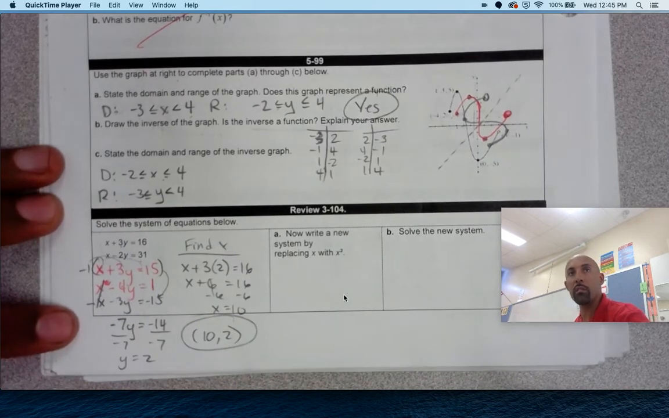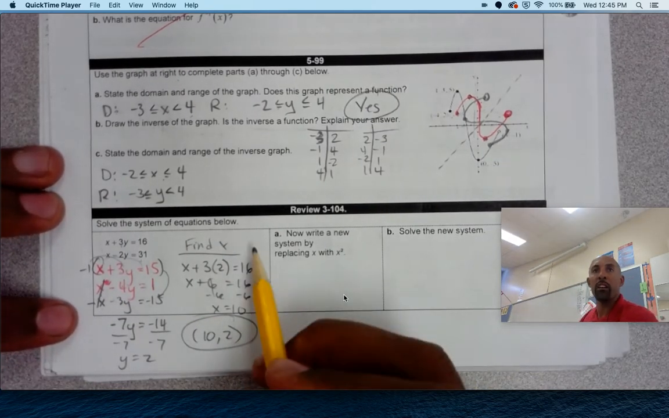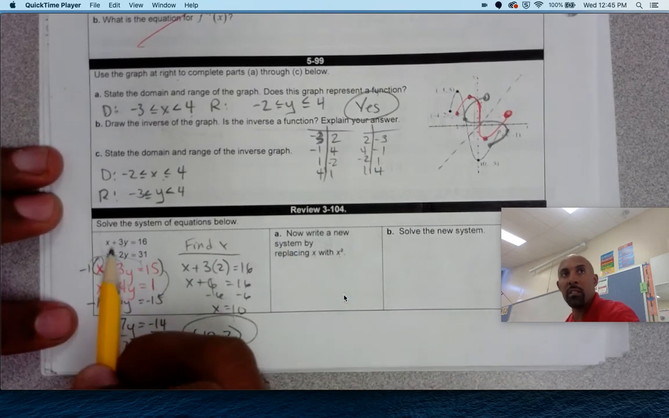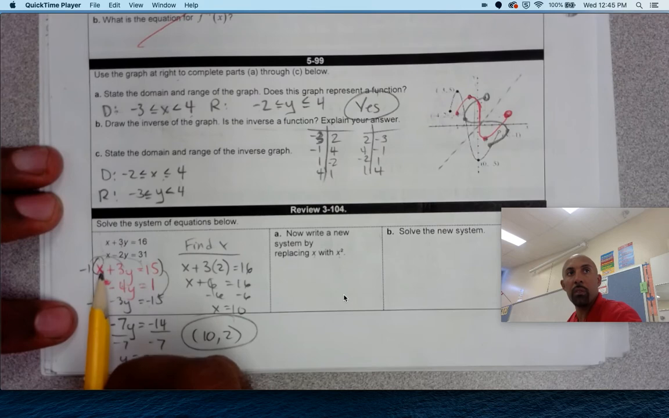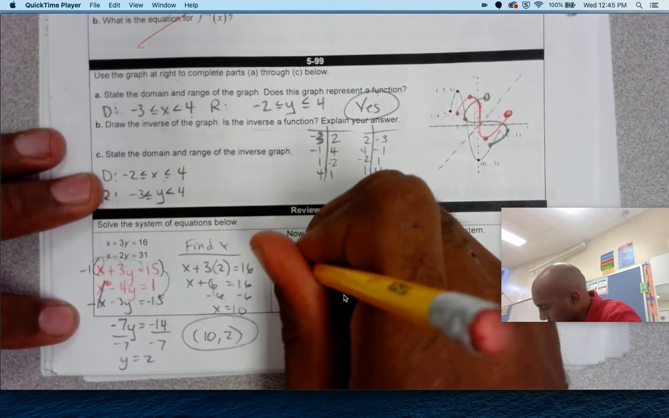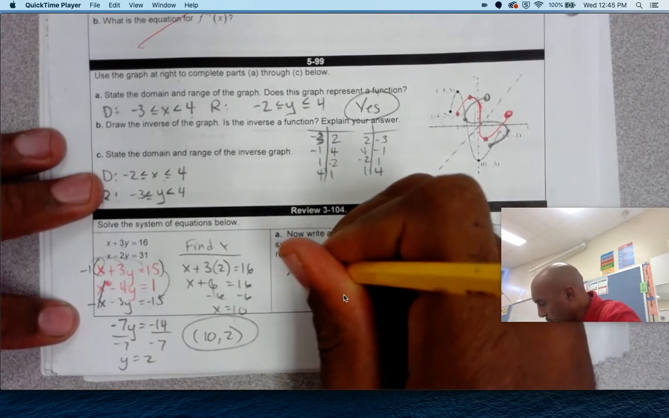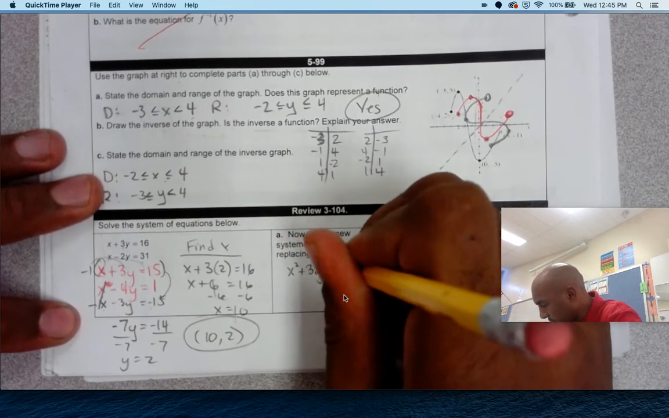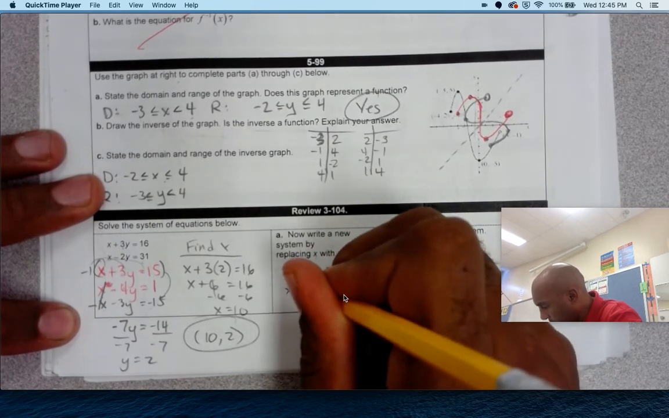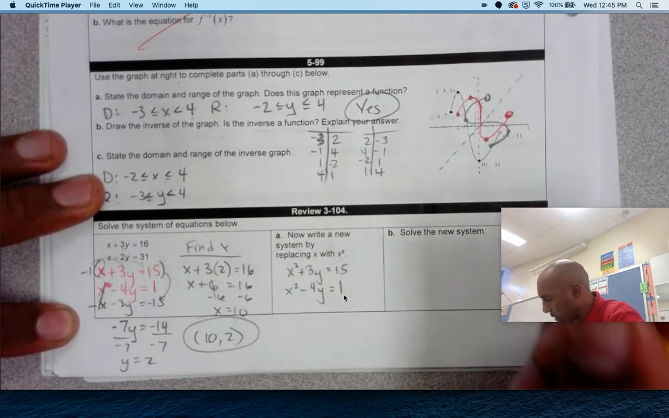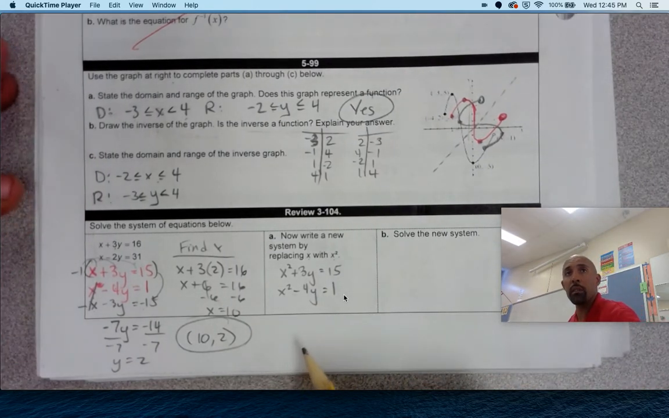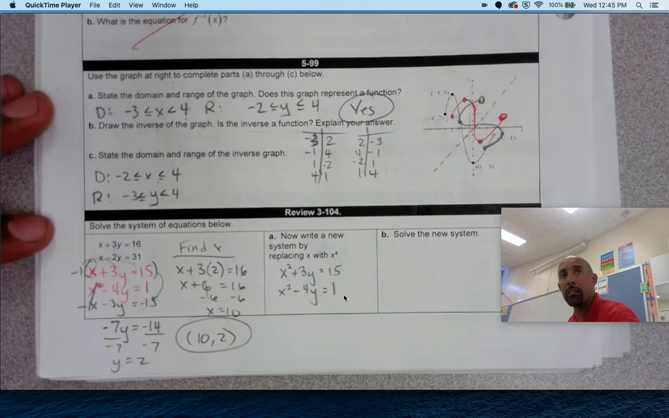Do yours yourself. All right, now write a new system by replacing the x with x squared. So wherever you see x in your system, I'm just going to put x squared instead of just x. So it'll be x squared plus 3y equals 15. And then x squared minus 4y equals 1. Okay, so now, same steps as before. Even though it's x squared, I'm still going to basically eliminate that x.